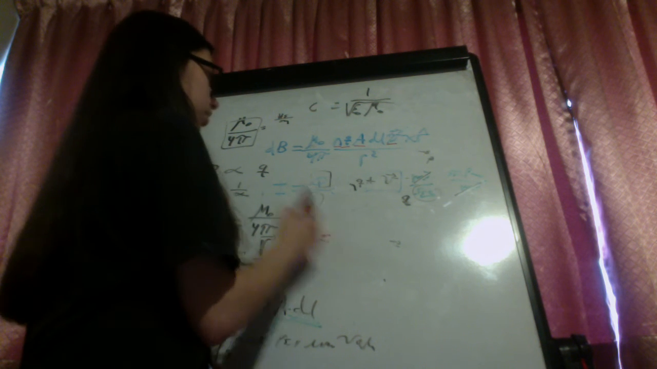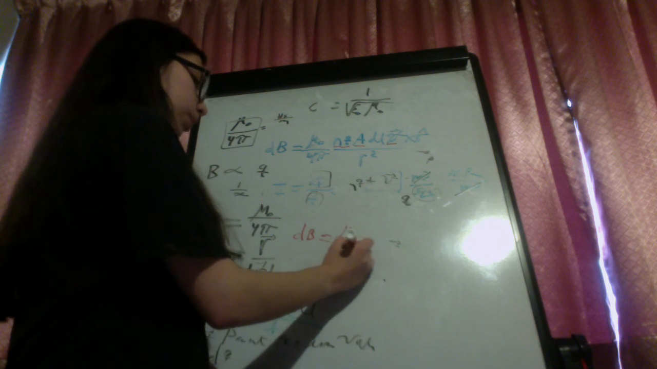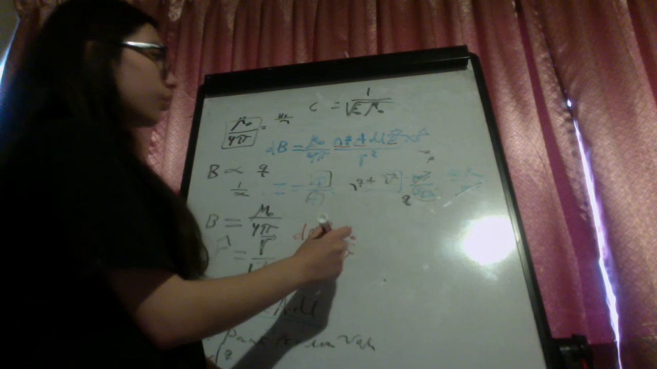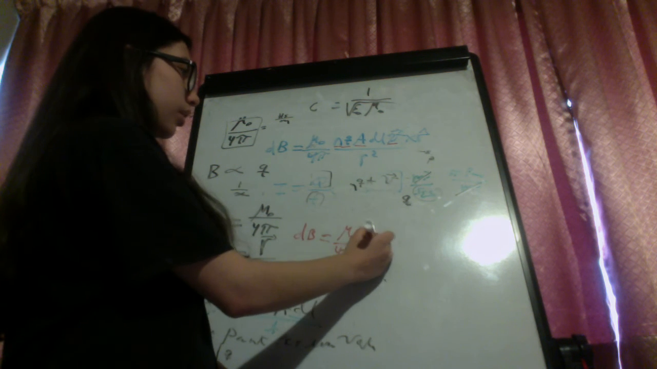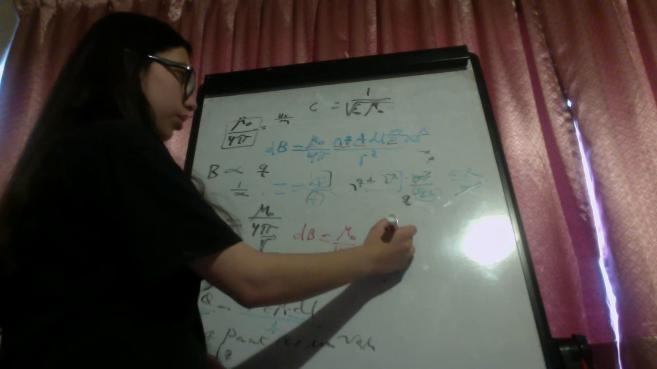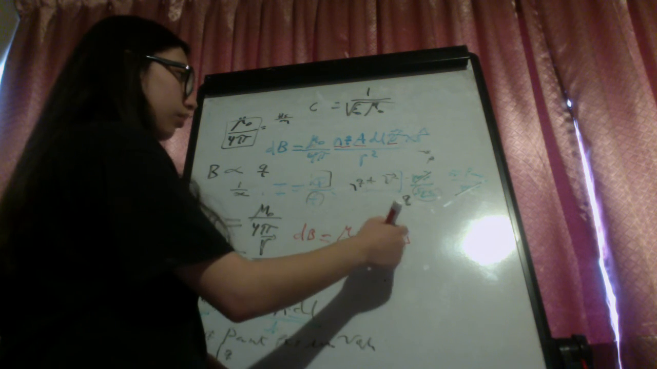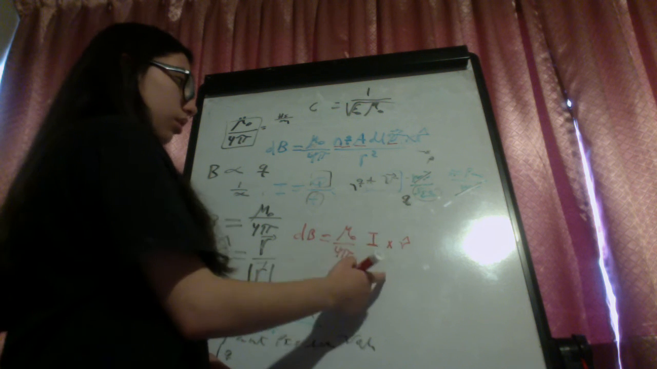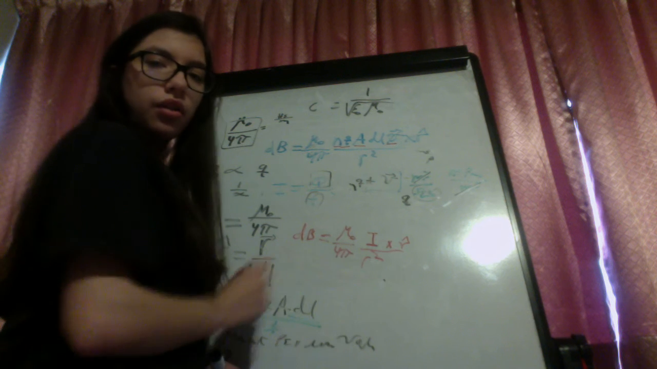and so now you have that the magnetic field, this dB, is equal to mu sub naught divided by 4π times the current times dl cross product the unit vector in the r direction divided by r square.